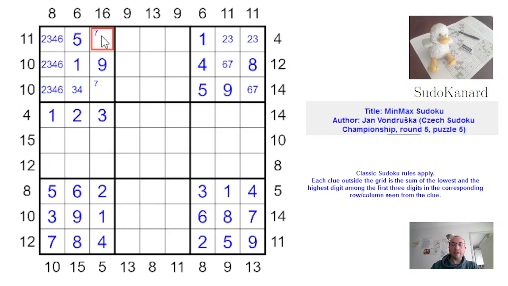So this 16 can only be with 8 sandwiched between 7 and 9. Those are 5 and 6. Actually, this 3 here tells us that that's the 3. That's not 4. That's not 2 by Sudoku. So now the only way to fulfill this 11 clue is to have 4 and 7.